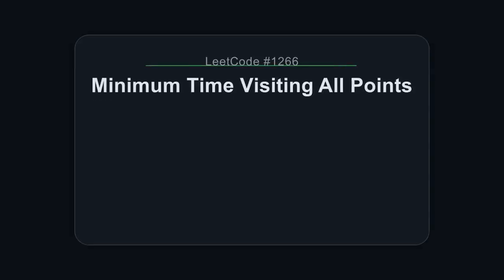Today, we tackle a problem that challenges us to find the minimum time to visit a sequence of points on a 2D plane. You can move horizontally, vertically, or diagonally. How do we ensure we always take the fastest path between each consecutive point?